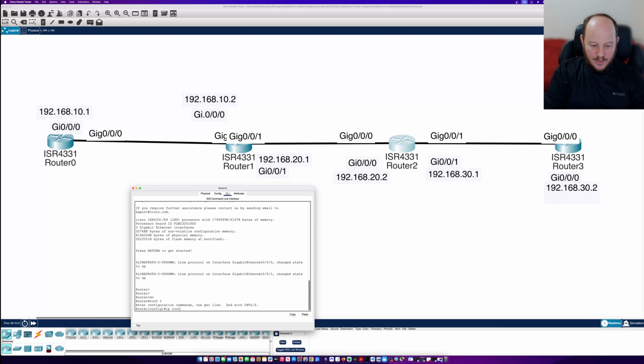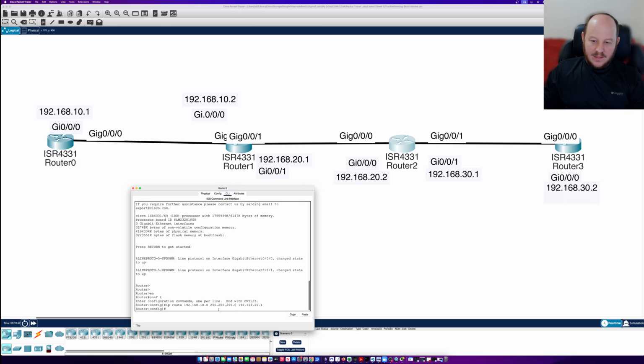Same process, IP route 192.168.10.0, 255.255.255.0. Now we need to ask, what is going to be the next hop? Clearly it's only going to be one. It's going to be the gigabit 001 interface at 20.1. So we'll configure that. And there we go. Now we have that static route.